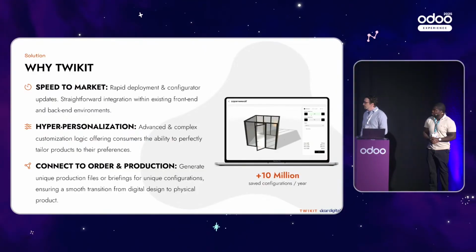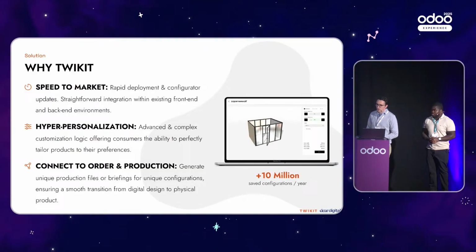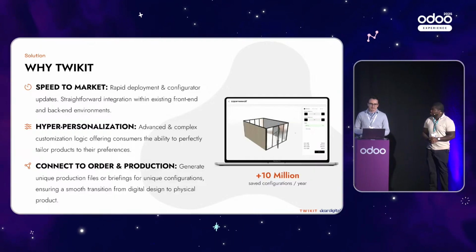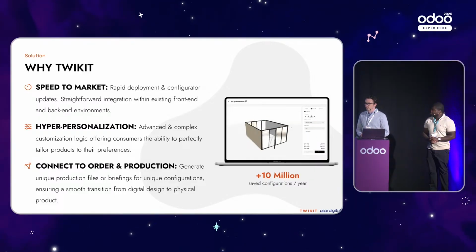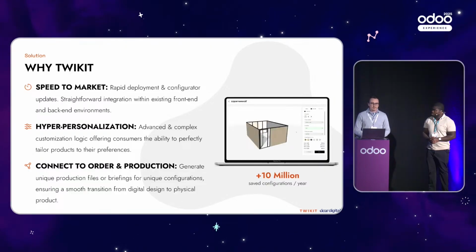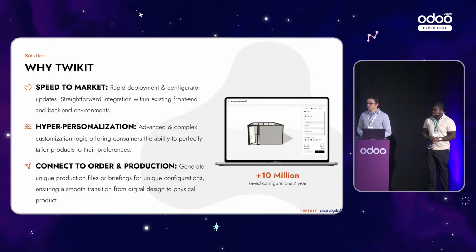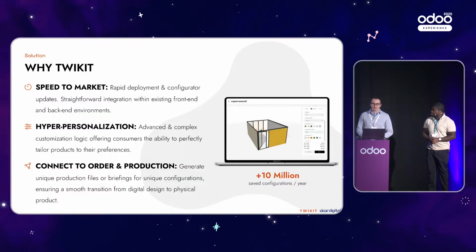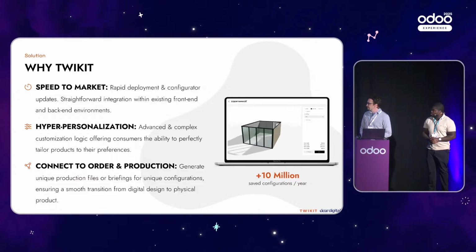What makes us different? Well, first of all, speed to market. Twikit has a low-code software engine that enables to accelerate the setup, the maintenance, and the deployment of 3D product configurators. And next to that, we have a very open API structure that allows a really straightforward integration in existing web environments, such as the Odoo space.